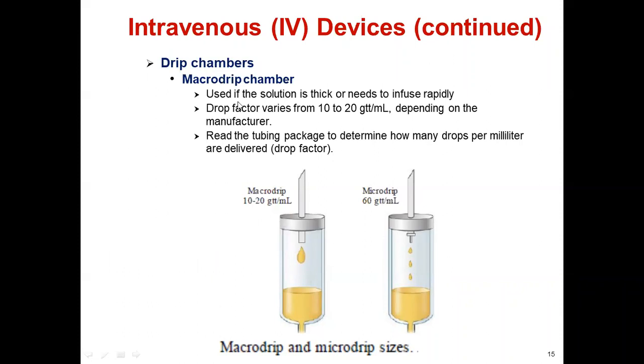And for drop factor, another formula we use is called the drop factor formula. It varies from 10 to 20 GTT per ml, right? And we read the tubing package to determine how many drops per milliliter are delivered, right? The drop factor is determined by the flow rate.